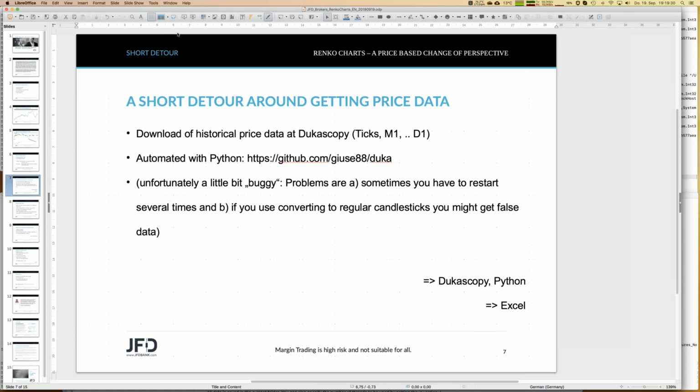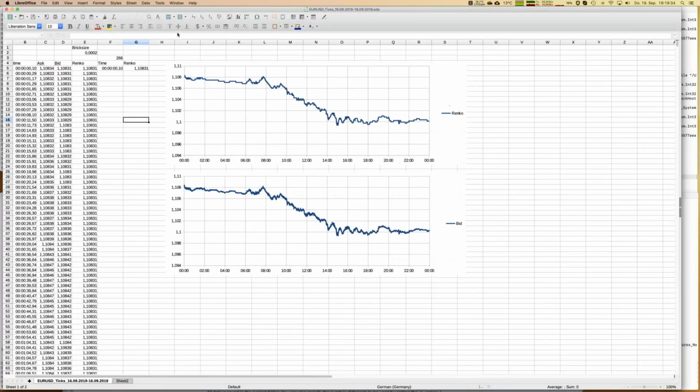The good thing, finally, you don't have to do that kind of job. And the other good thing is you can learn a little bit about the characteristics of Renko charts itself. And what you see here already is a timestamp of the data, an ask price, a bid price, and then already the created Renko ones. But let me show you what's here.